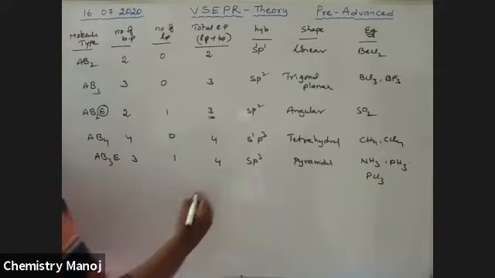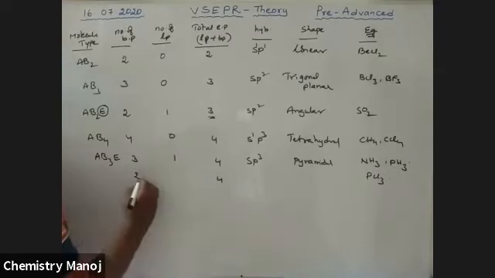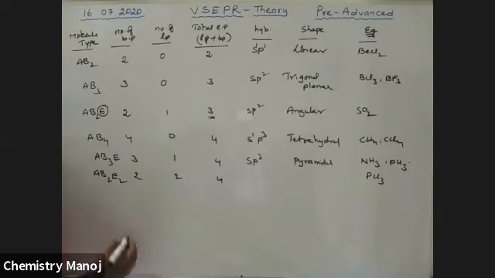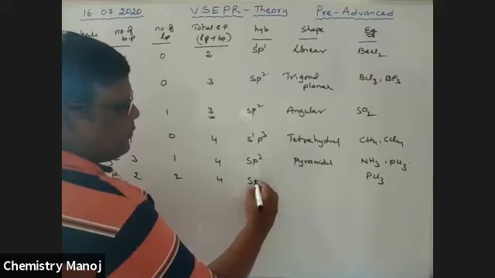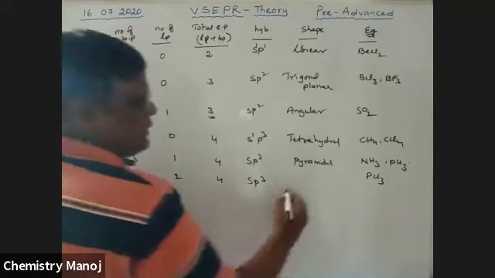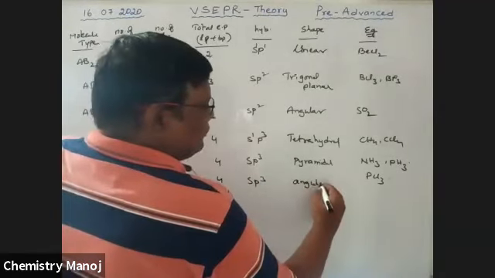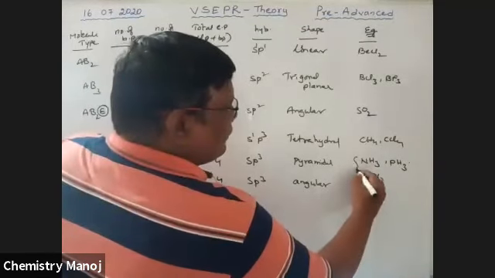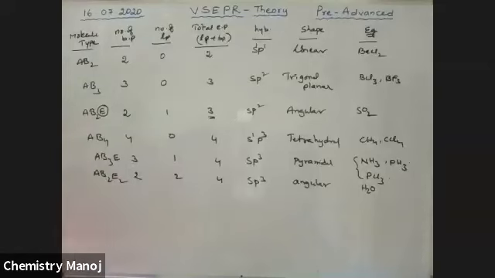Next, total pairs 4, 2 lone pairs and 2 bond pairs. That is AB2E2 type. E2 means 2 lone pairs. Total 4 means it is sp3 hybridization. So it is an angular molecule. Example is water. Angular molecule.